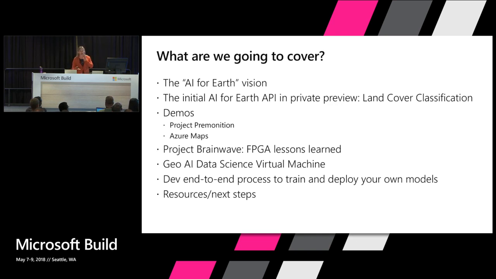Then we're going to get into some code. I'm going to talk about and announce our first private preview of APIs, and that's around land cover classification. So we're going to talk about what that is, what that means, and what you can do with it, and show a lot of code and some samples. And then all of the code is going to be available on GitHub as well.